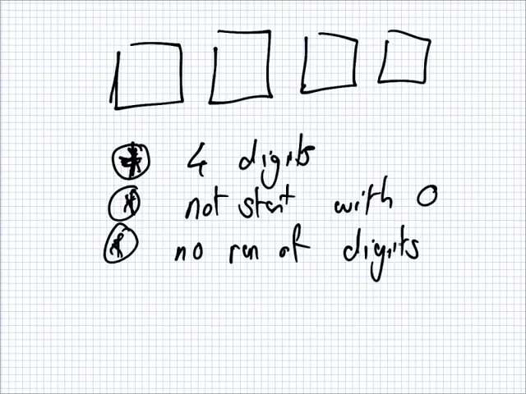Does anyone know what I mean by run of digits? So a run of digits is when you have the same digit twice, like 1, 1, 2, 2, 3, 3, 4, 4, 4. No run of digits means the neighbours can't be the same.